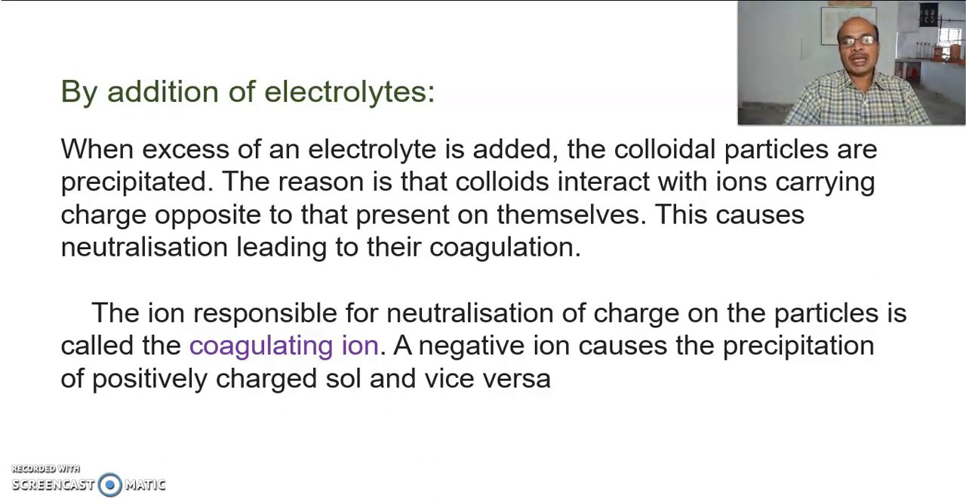For example, let us assume that the sol particles have negative charge. When an excess of electrolyte is added, the electrolyte has both positively and negatively charged ions. Now the sol particles have negative charge, so they interact with the positive ions of the electrolyte, which causes the neutralization, leading to the coagulation of the sol. Now the ion that is responsible for neutralization of charge on the colloidal particles is called the coagulating ion. So a negative ion causes the precipitation of positively charged sol. Similarly, a positive ion causes the precipitation of negatively charged sol.